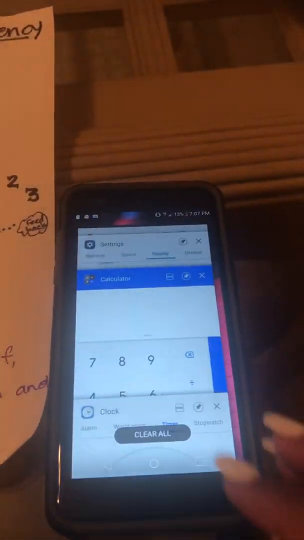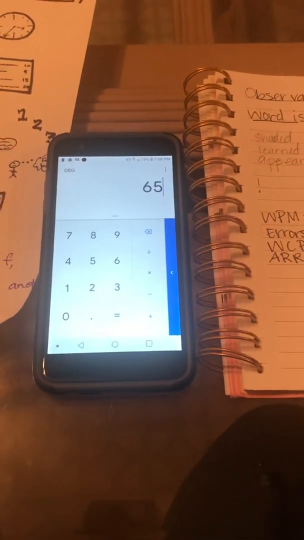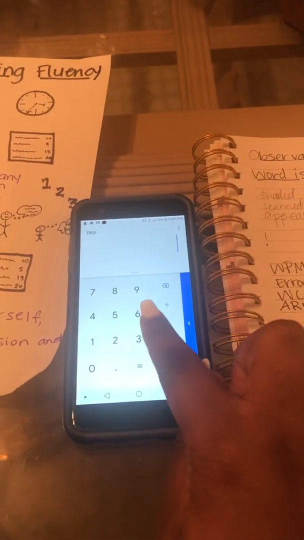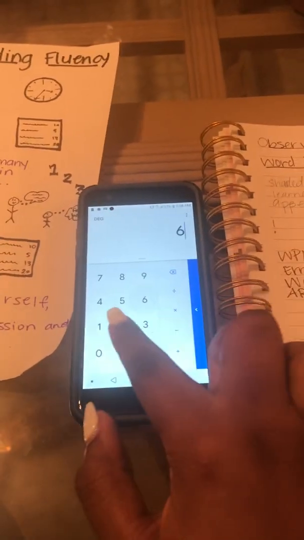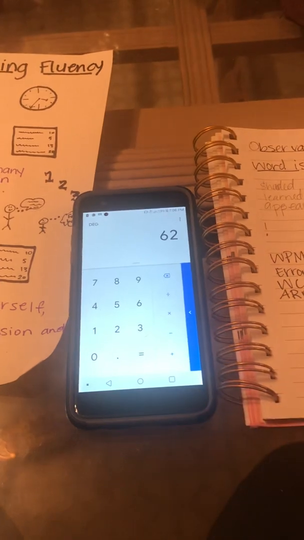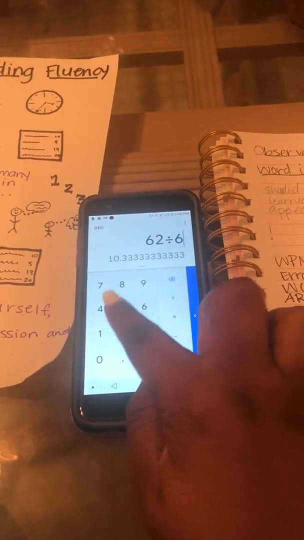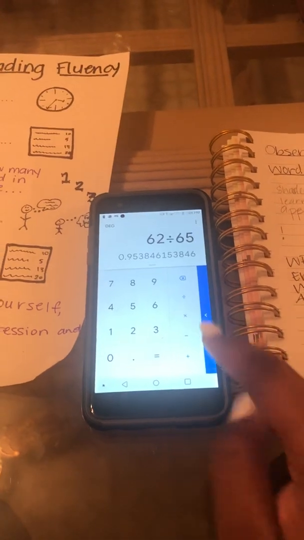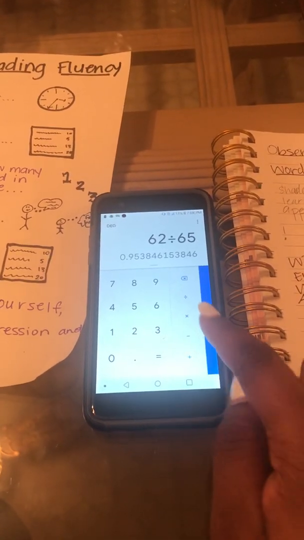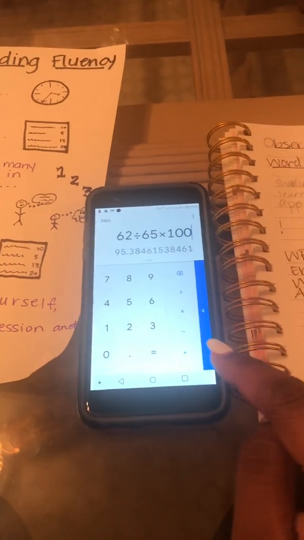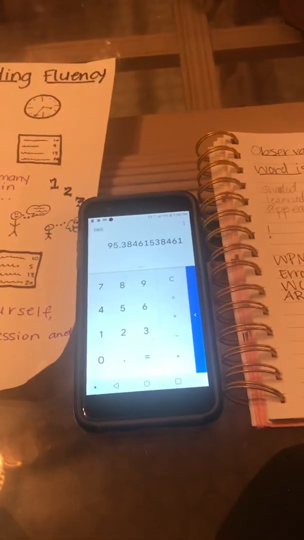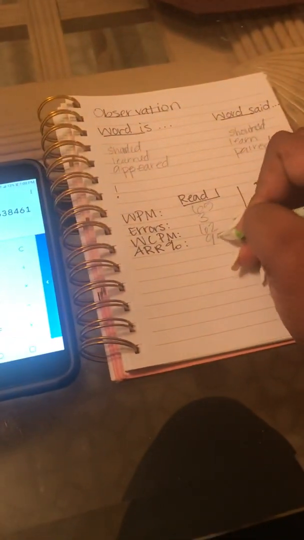I'm going to go to my calculator. We're going to clear this out. We're going to divide the words she got correct by how many words were read in 1 minute. So she got 62 words correct divided by 65 words read per minute, which equals 0.95 times 100 equals 95%. So she read at a 95% reading rate.